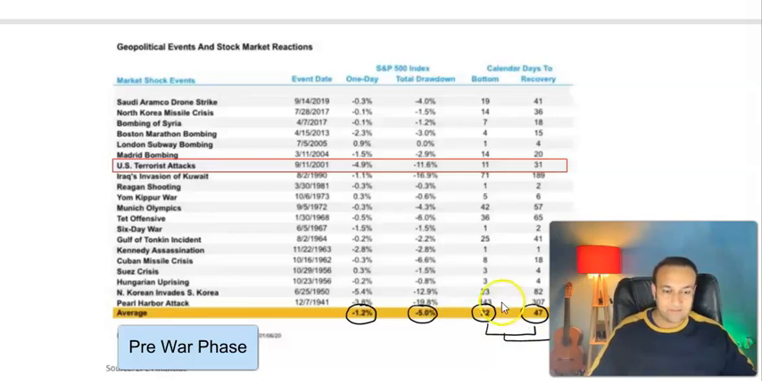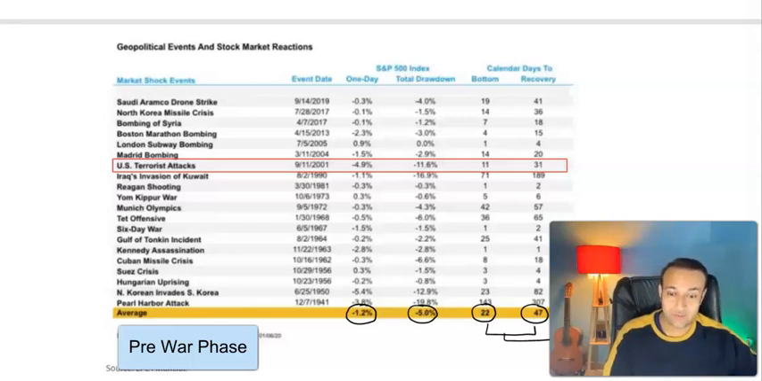So that means if you add 22 and 47, in around 69 days, the market actually recovered from the shock of this inciting event. Now, even for an event as large as the US terrorist attacks, the markets only went down by 11.6%. And within a matter of 40 days, 11 days for going down and 31 days for recovery, the market recovered completely to its pre-event level.